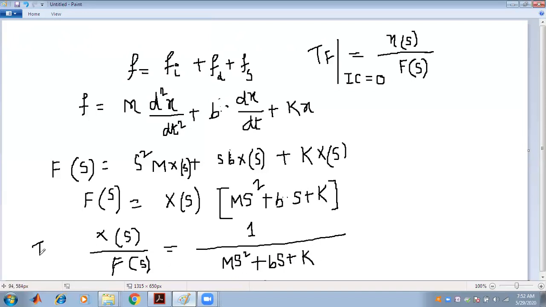This is the transfer function of the system keeping all the initial conditions zero. This is the mathematical modeling of a physical or mechanical system, and you can easily find the transfer function. We also see that this is a second order system, because the highest power of s in the denominator is 2.